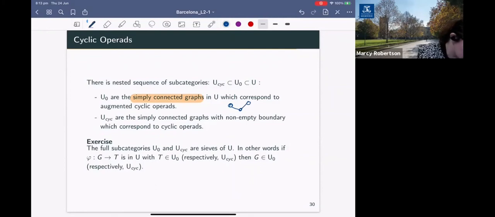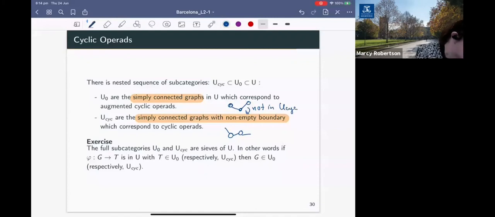And U sic, these are simply connected graphs with non-empty boundary. And these are cyclic operads. So I want to make sure I have at least one leg hanging around to get a cyclic operad. So this guy is not.